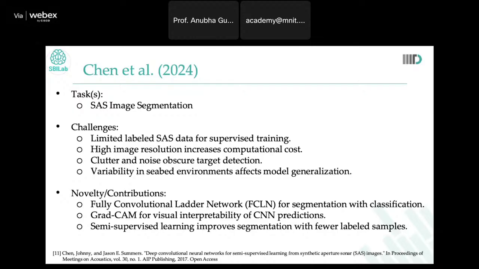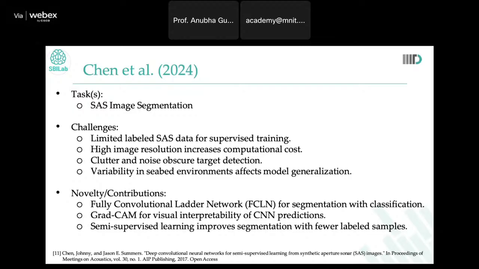I have collated some papers and I'm discussing them with you. For example, look at this reference by Chen et al., which is on deep convolutional neural networks. Here, the task that they have considered is SAS image segmentation, and the challenges: limited labeled SAS data is available for supervised training. High image resolution increases computational cost. Clutter and noise obscure target detection. Variability in seabed environments affects model generalization. So these are the challenges also identified in this paper. This is one of the recent papers from 2024.